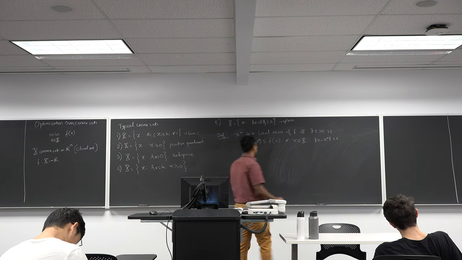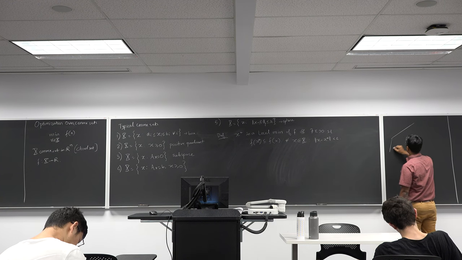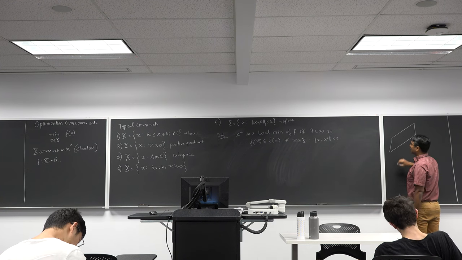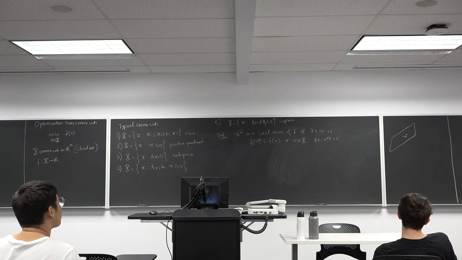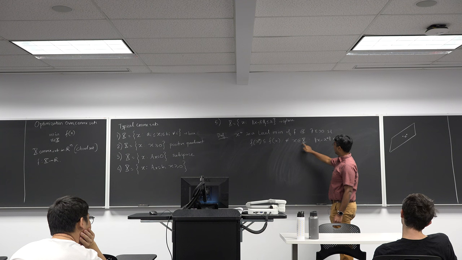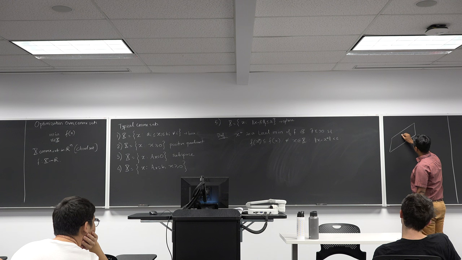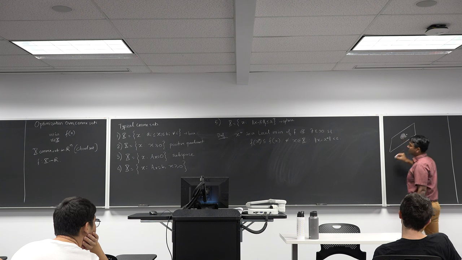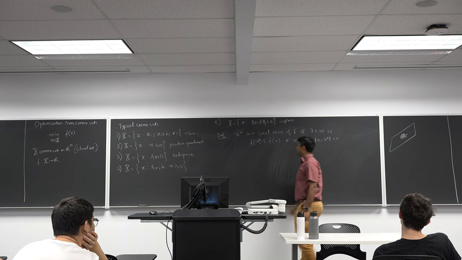So let's try to visualize this. I have a convex set, and this is my x star. So what does this say? For all x in the convex set such that the norm of x minus x star is less than epsilon, I need to draw a ball of radius epsilon, and the function value at every point within that ball has to be greater than the function at x star.